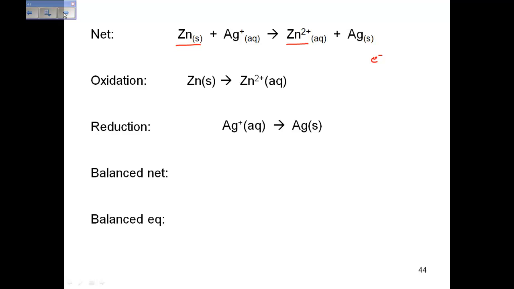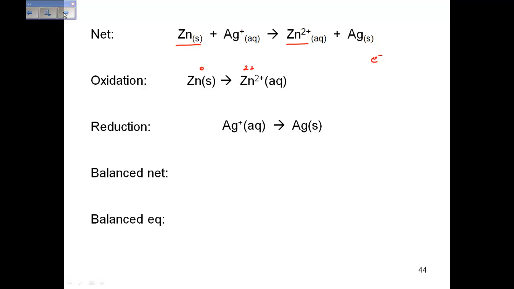So we need to look at our charges. Let's look at the oxidation first. We have elemental zinc, which has a 0 charge. So on our reactant side, we have 0 charge for our oxidation. On the product side, we have one zinc ion which has a 2+ charge on it. So the overall charge on the product side is 2+.